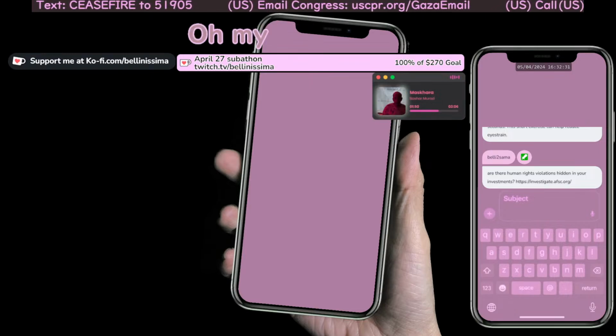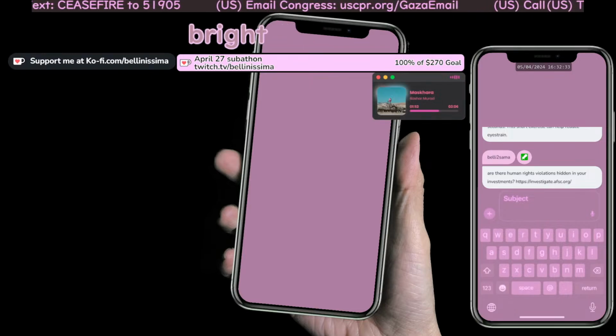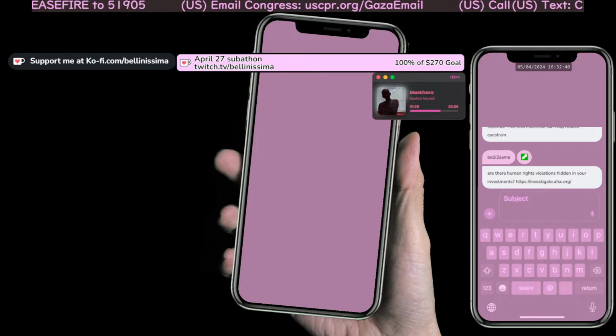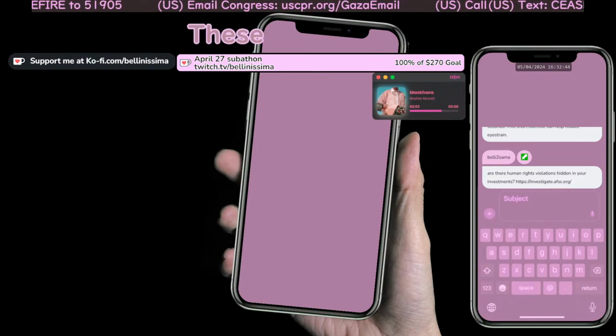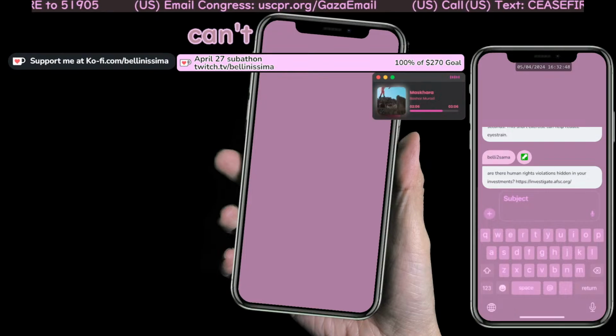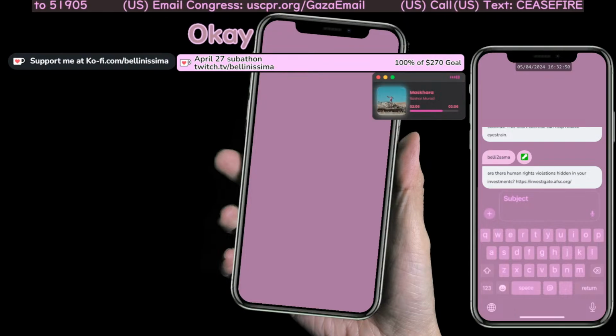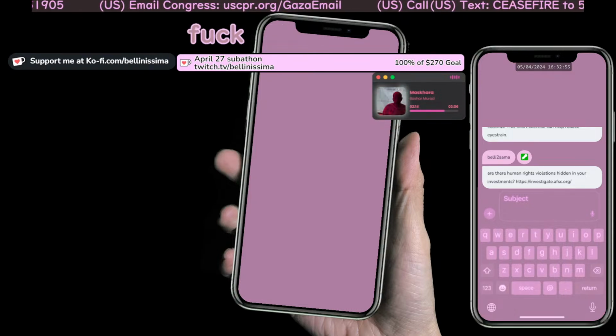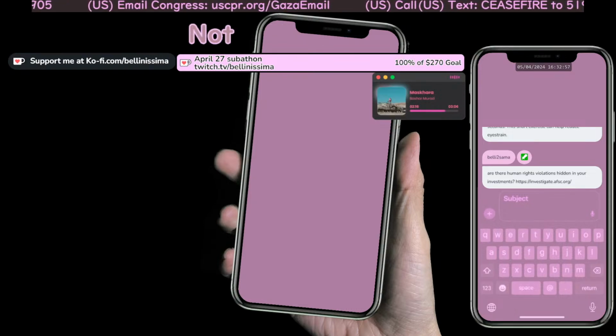Oh my god, this light is so bright. Fucking my eyeballs. These lights are hella bright. It hurts my eyes. I can't. Okay. Fuck. Fuck. Fuck.